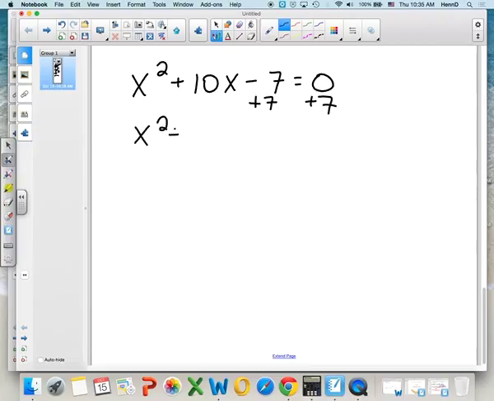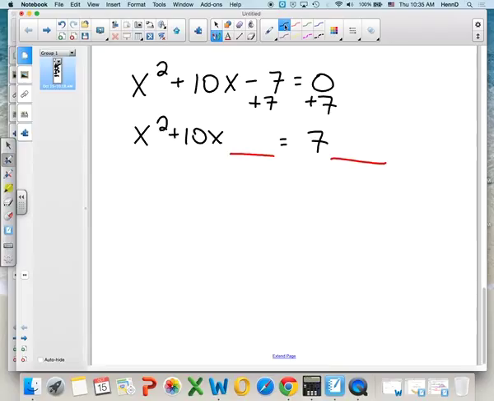But what we're going to do here is I'm going to leave a little gap right here that we're going to fill in with a specific number. And once we fill in this gap, if you do it to one side, you're also going to do it to the other side. 25. How do you know it's 25? That's correct. Because that's 5 squared.